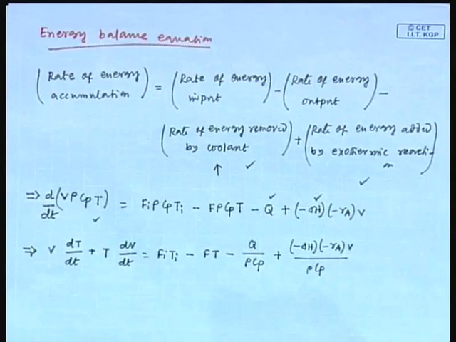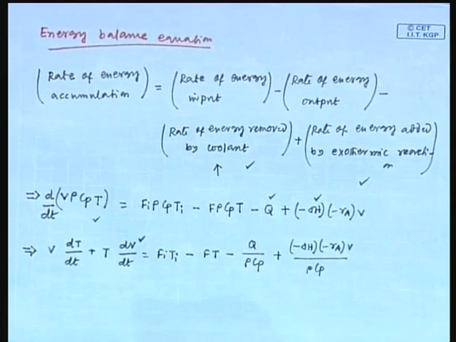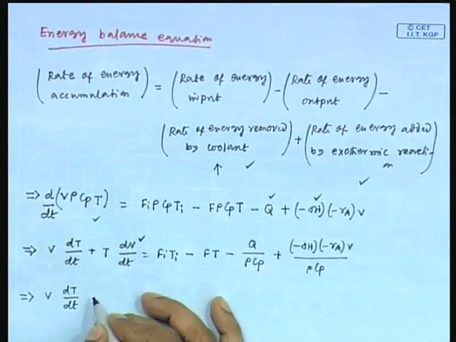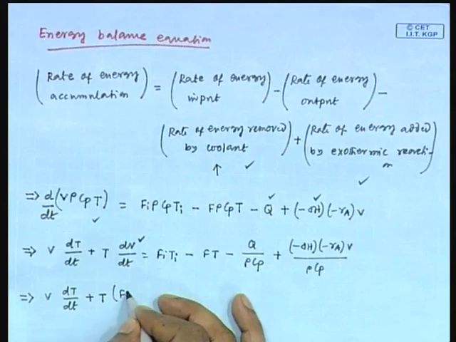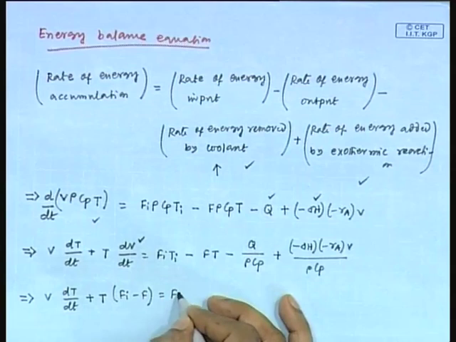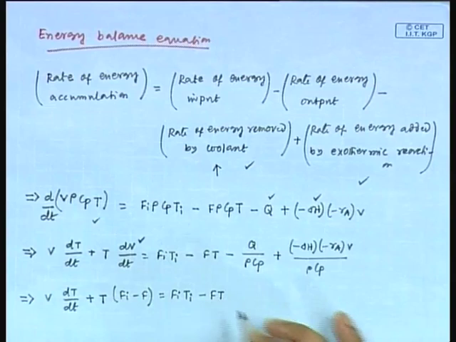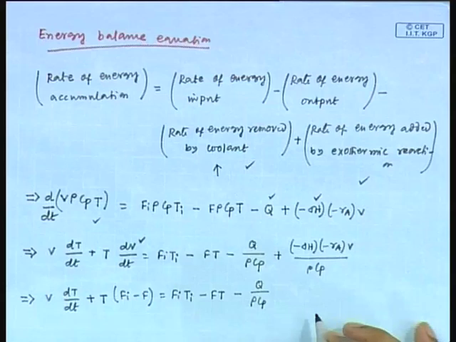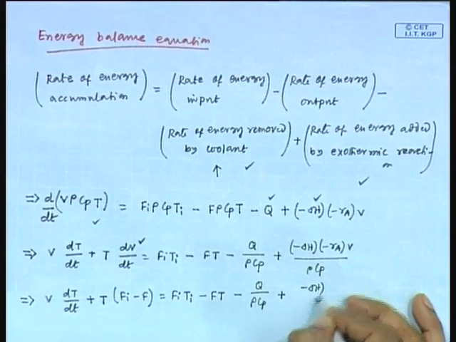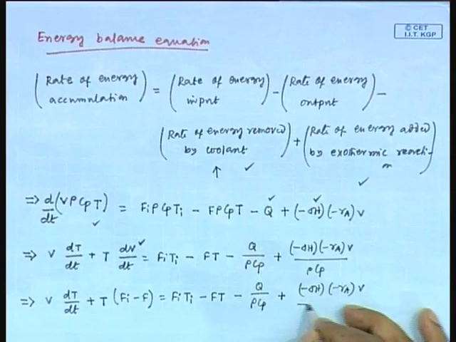Now we will substitute this term dV/dt. We have the equation of dV/dt obtained from the total mass balance. If we substitute dV/dt, then we can write it this way: T multiplied by (Fi minus F) equals Fi Ti minus F T minus Q divided by rho Cp plus minus del H minus Ra into V divided by rho Cp.